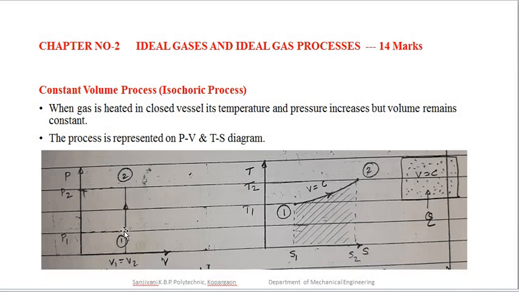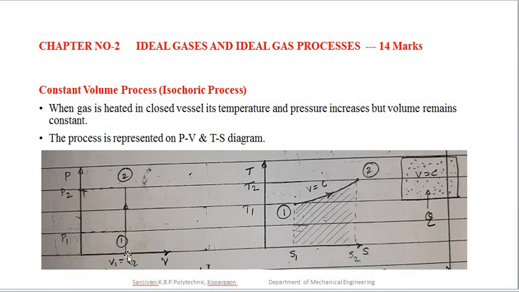So this is called process 1 to 2. This is the process 1 to 2 on the TS diagram also. Now this is the direction of the process. This is the heat addition process. We see that on the PV diagram. Whenever we are adding the heat, the pressure is going to increase.